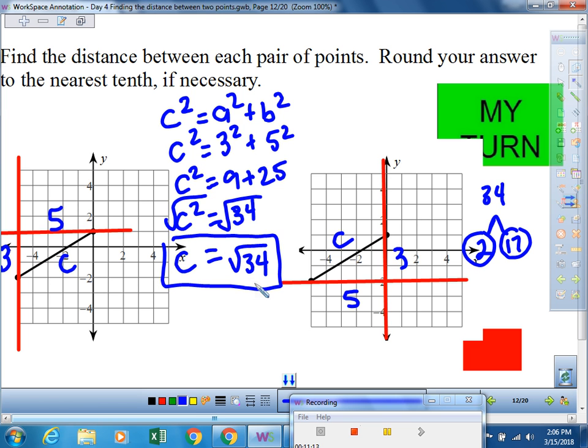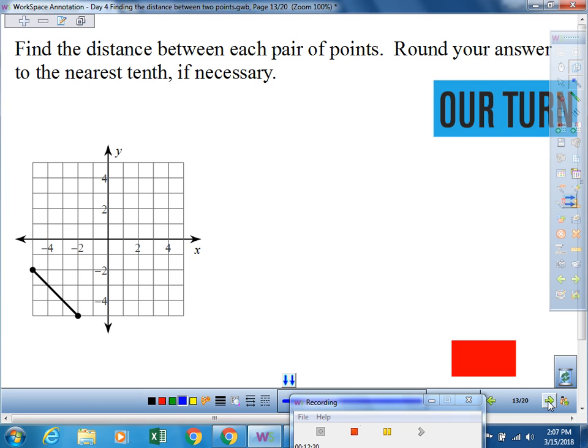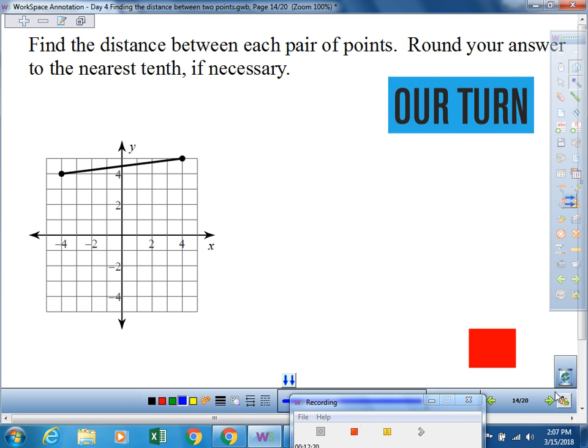Yes, question? No, that's this one. That one's the same one. Do this one. Do this one without any help.